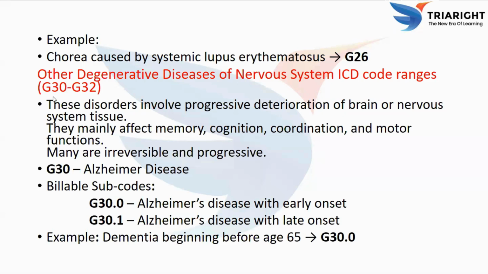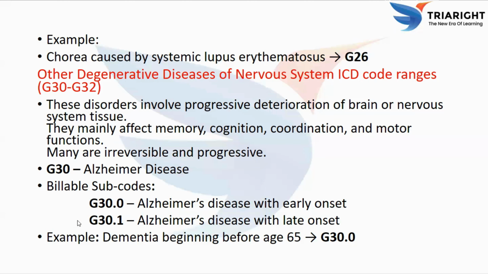So next we shall learn about the other degenerative diseases of the nervous system. What is the ICD code range? G30 to G32. So what do these code ranges cover? These codes are used for diseases where the brain or nervous system slowly deteriorates, slowly damaging the brain over time. They affect memory, cognition, meaning thinking, coordination and also motor skills. Usually they are chronic, long term, irreversible, they can't be reversed. They are also progressive, meaning they worsen day by day, over years.